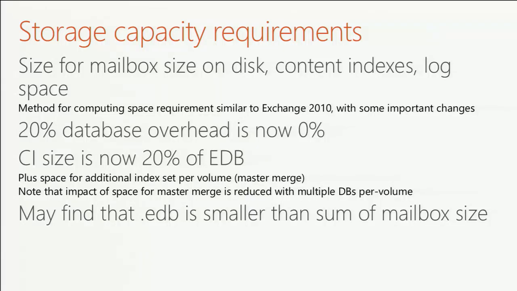We can mitigate that a little bit for those of you who are considering storing multiple databases on a single volume. If you do that, and there are multiple benefits to doing that, I'm not going to go into all of them. That's covered in one of the high availability sessions. But if you do that, you actually only need space for one of those CI indexes for master merge. So if you have 4 databases, you're basically needing space for 5 content indexes versus 8, if that makes sense. So you minimize that additional overhead for master merge. It's yet another reason that we like multiple databases per volume.